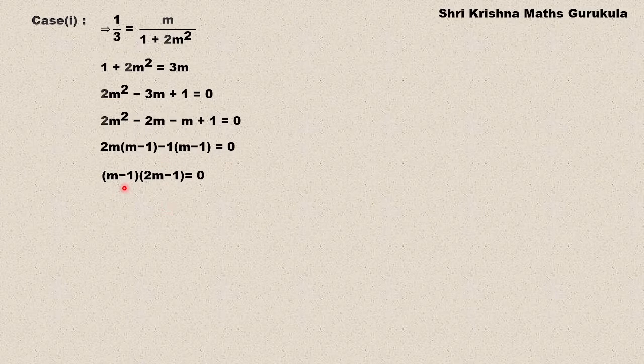Now equate both the terms to get the value of m. m is either equal to 1 or it is equal to half. So what is m? m is nothing but m1, the slope of one particular line. So what is the slope of the other line? It is 2m, correct? So to find the slope of the other line, or to find m2, we have to multiply 2 to both the terms.